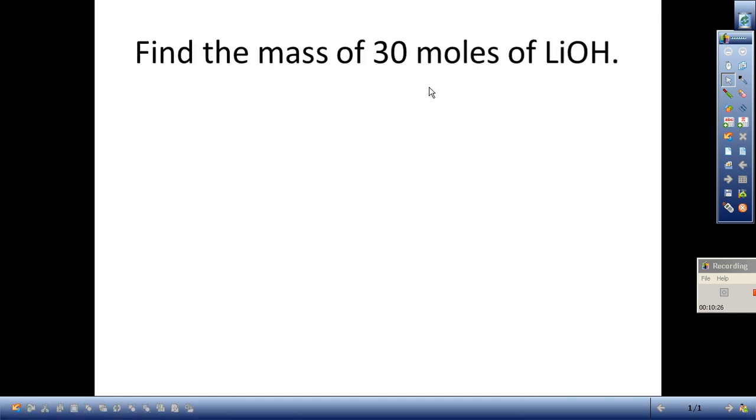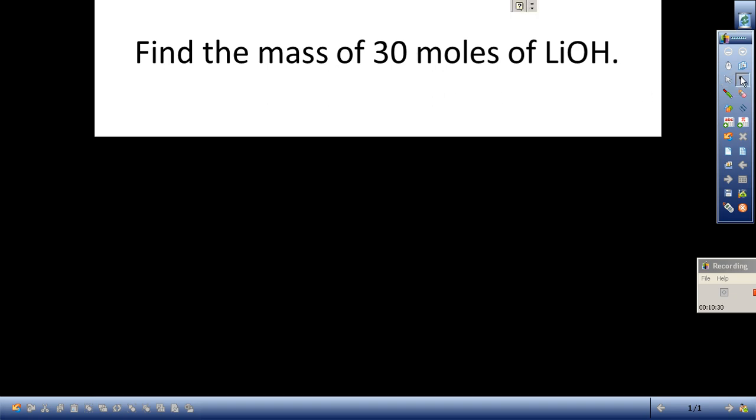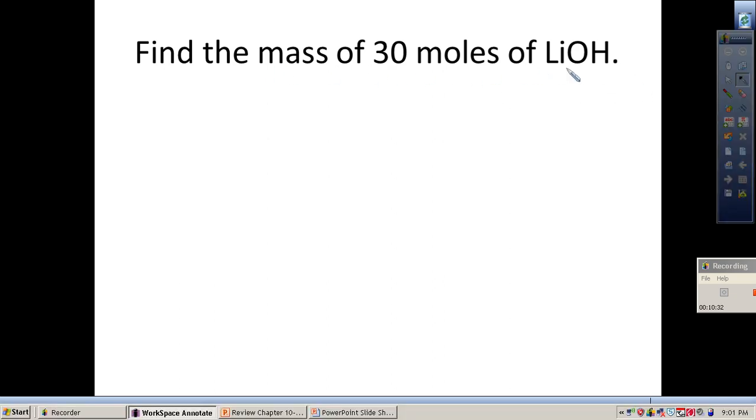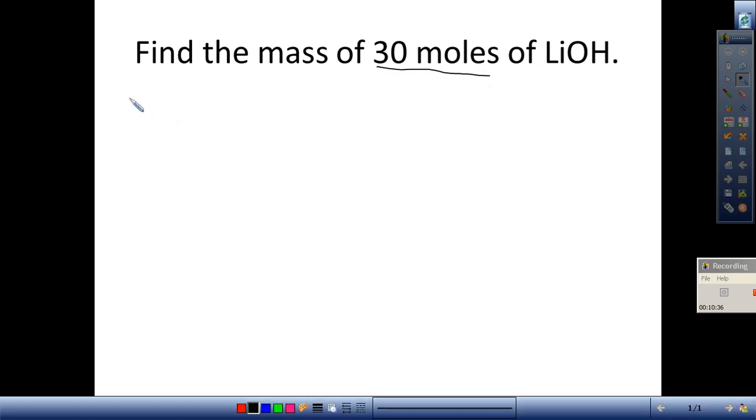All right, so let's work out some problems. And remember, we're going to use the process. So find the mass of 30 moles of lithium hydroxide. First step, write the given. All right, second step. I don't want the given, so I'm going to write it down here. I haven't put any numbers yet. Next step, what do I want to change to?